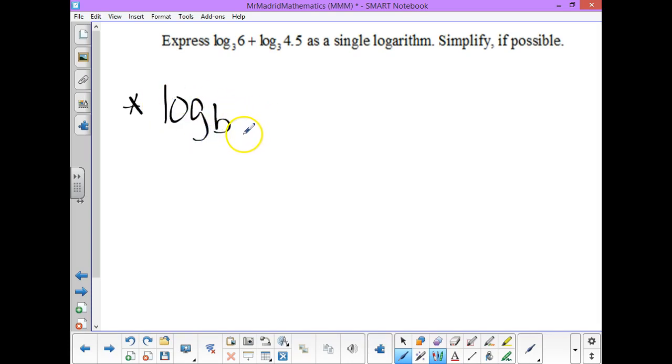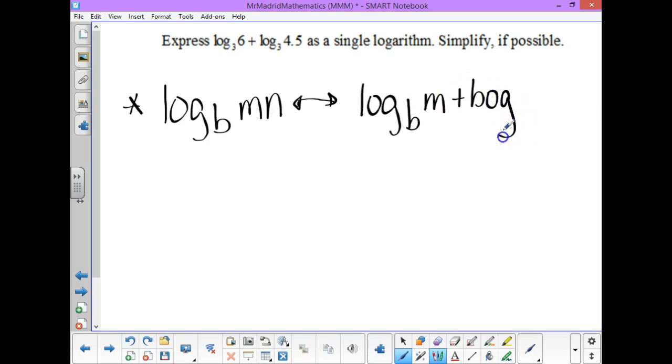So log base b of mn. I'm going to put an arrow, meaning I can go from here to the right side or from the right side to the left. It works in both directions. Log base b of m plus log base b of n. So again, this arrow pointing in both directions means you can go from left to right or from right to left.